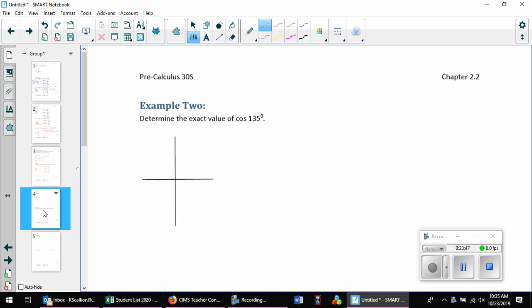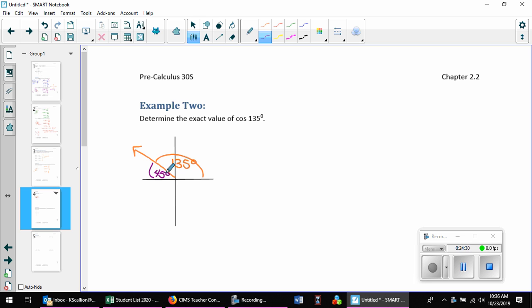All right. Okay, we're going to determine the exact value of cos of 135. So my question is, where is 135? Where does the terminal arm terminate? Second quadrant. Okay, so where's my angle measured from? You guys with me? You guys agree with me? Okay, for funsies, what would be the reference angle to this one? 45.